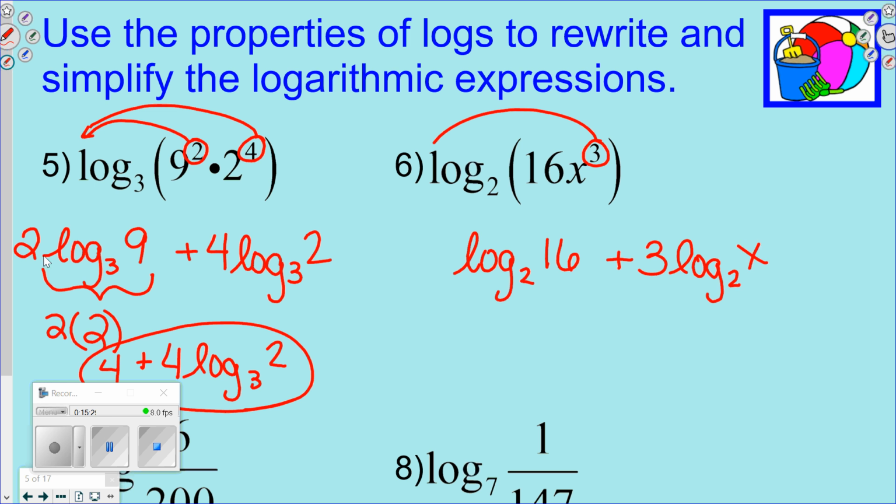You don't write that 3 up front? I did. It went out in front of that piece, right? A log gets attached to every single piece being added or divided, or I'm sorry, multiplied or divided. Can I clean anything up?